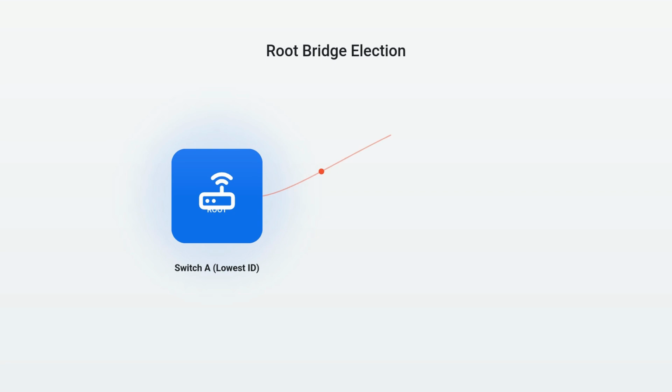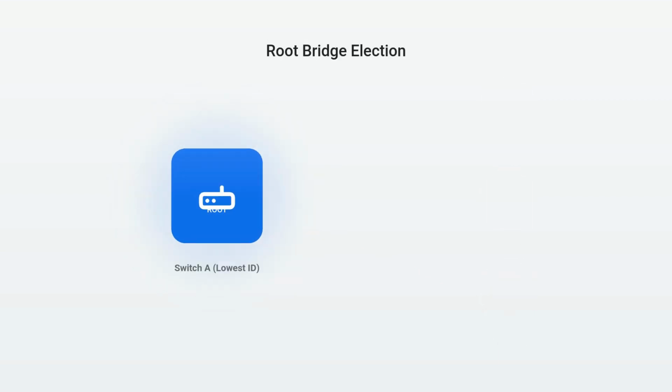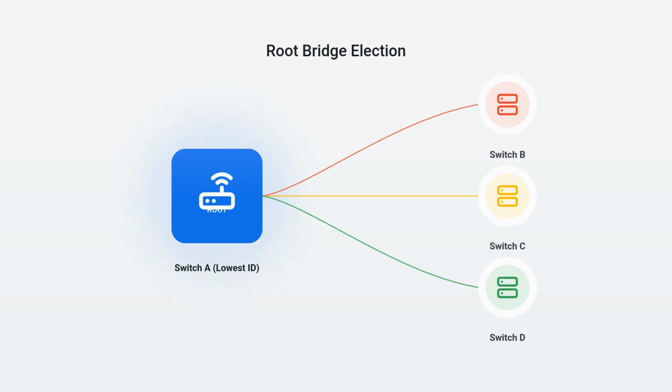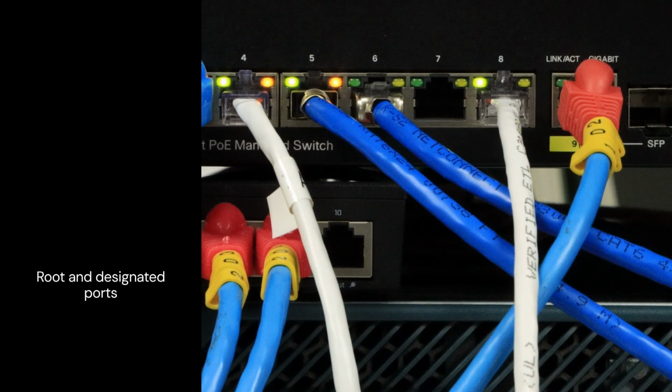Spanning tree starts by electing a root bridge. The winner is the switch with the lowest bridge ID, and that bridge ID is built from the switch priority plus the MAC address. So priority matters first, and the MAC becomes the tiebreaker. From there, each non-root switch chooses one root port. That's its best path back to the root bridge. Then on each network segment, spanning tree chooses one designated port, which is the port allowed to forward traffic for that segment. Any ports that aren't selected for forwarding get blocked, and that's how spanning tree breaks the loop.